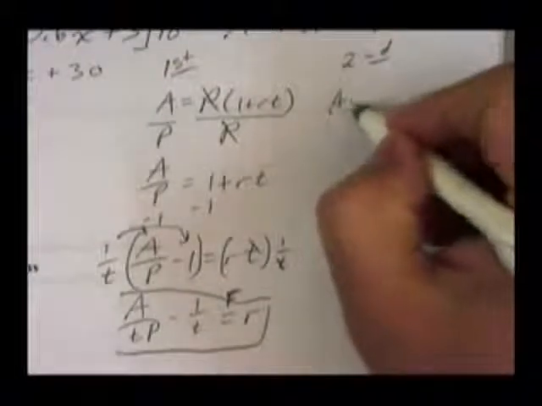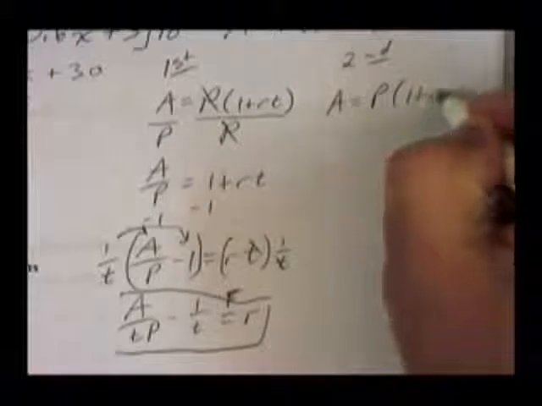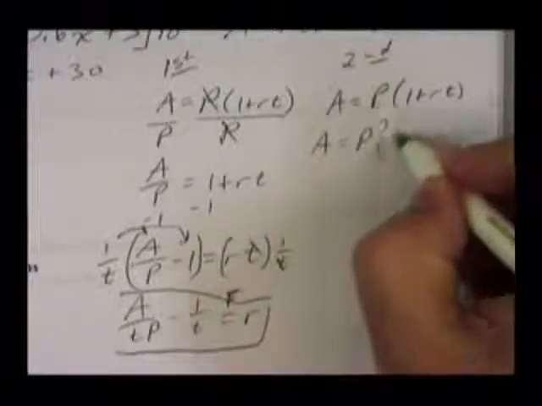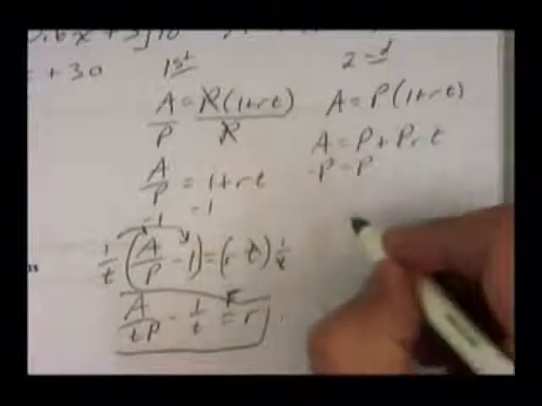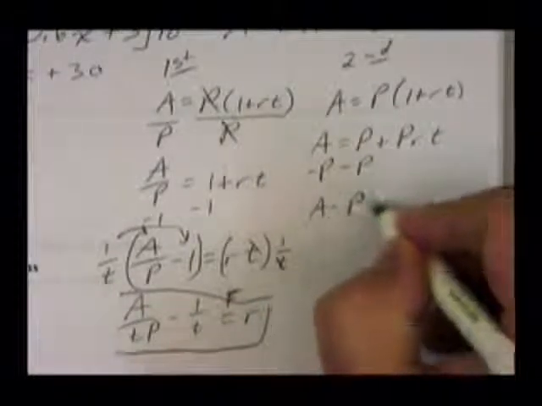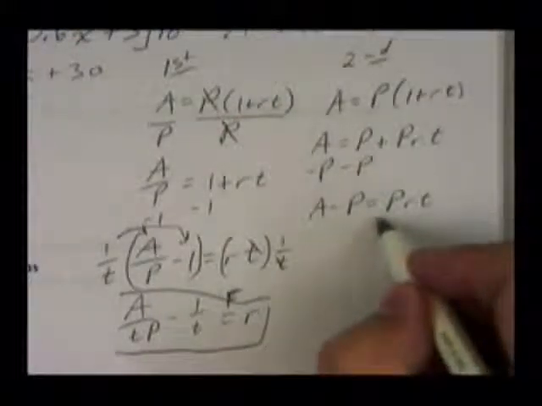Or, the second way we could have done this is we could have started by distributing this p. So that would give us a equals p times 1 is p, plus p times rt is prt. Then I can subtract p from both sides. So I get a minus p equals prt. And since I have multiplication here, I can divide both sides by the pt.